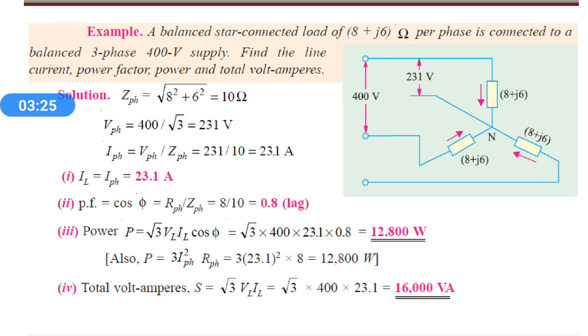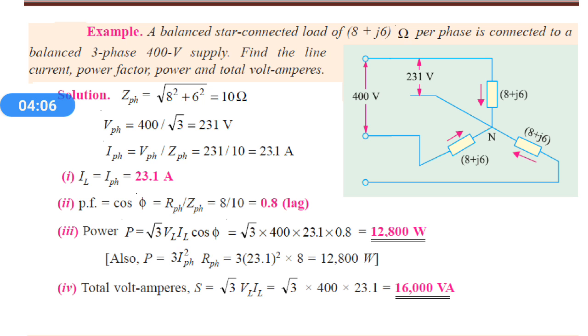Next is power factor. Power factor is also calculated per phase only. Power factor cos phi equals R by Z. Here R by Z means the phase value of R divided by the impedance of the phase. So R phase by Z phase, that is 8 is R phase and Z is 10. So 8 by 10 is 0.8 lag. Power factor is 0.8 lag. Why is it lagging? Because it is an RL load. 8 plus J6, the plus indicates R plus jXL, that is an inductive load. So it is lagging.